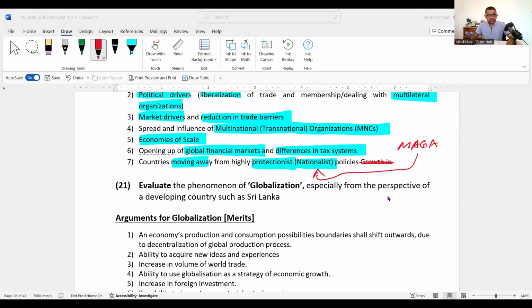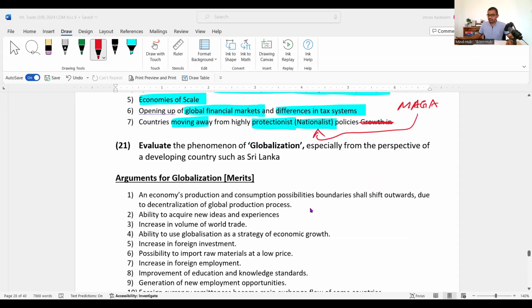Right. So welcome back after the break. We are starting off with the evaluation of globalization. That is, we are looking at some of the main advantages or merits and disadvantages or demerits of this phenomenon known as globalization. Especially, we are focusing on economic globalization.